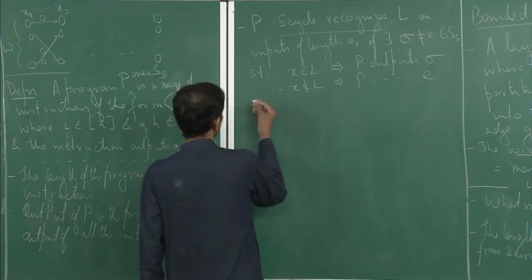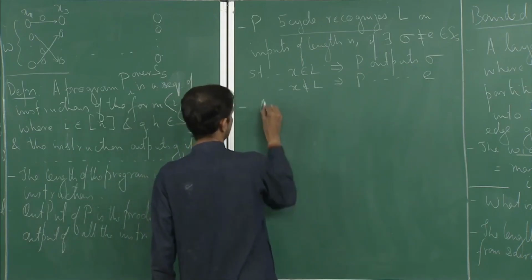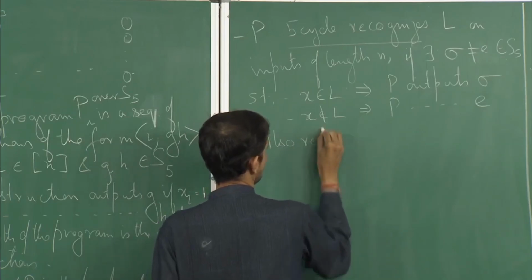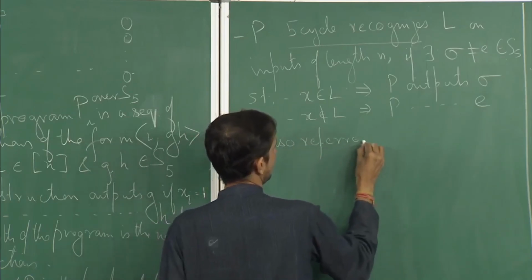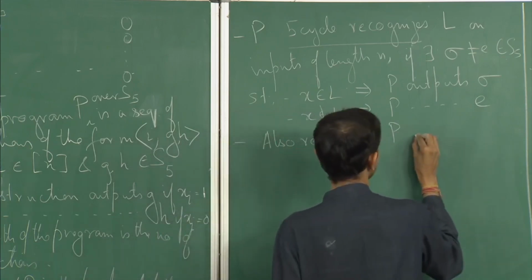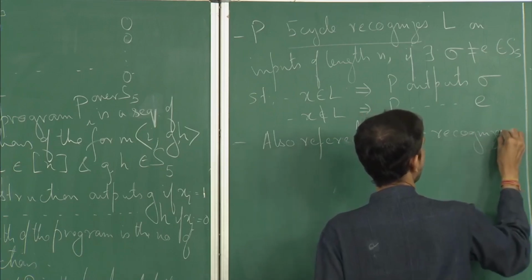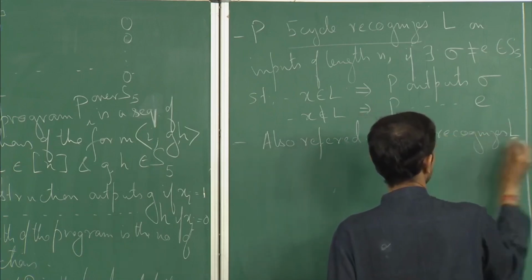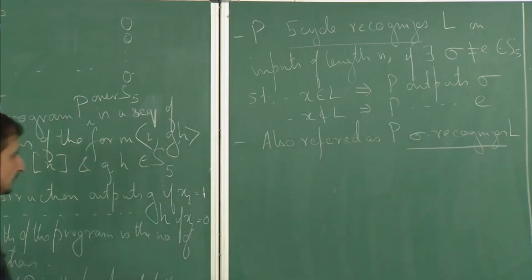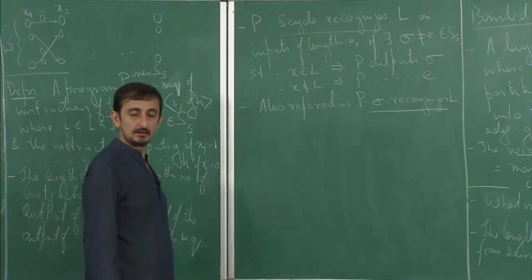Now, we also call this, also referred to as, P sigma recognizes L. Okay. So if such a thing happens, we say that the program P sigma recognizes L.